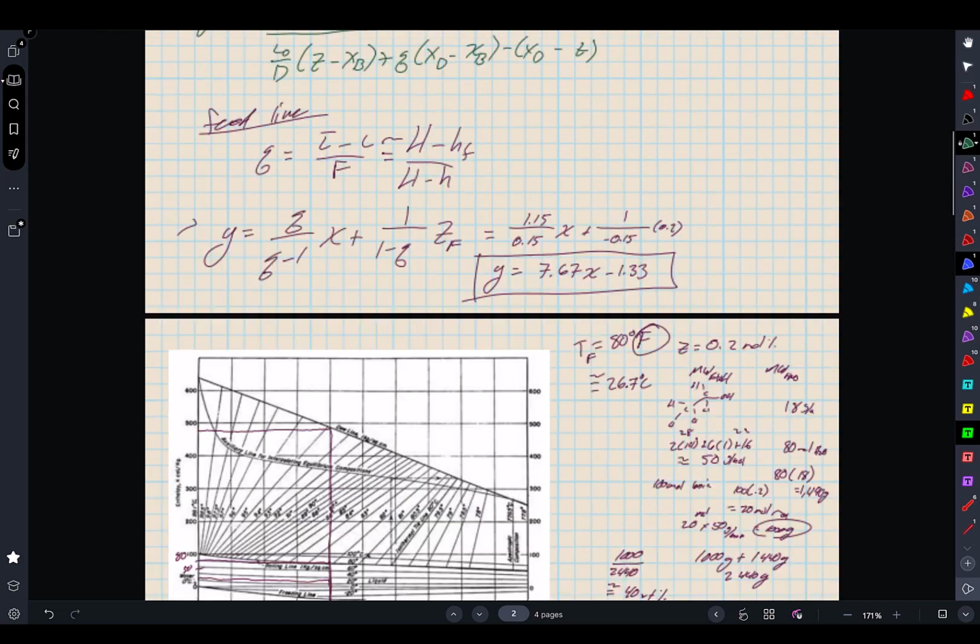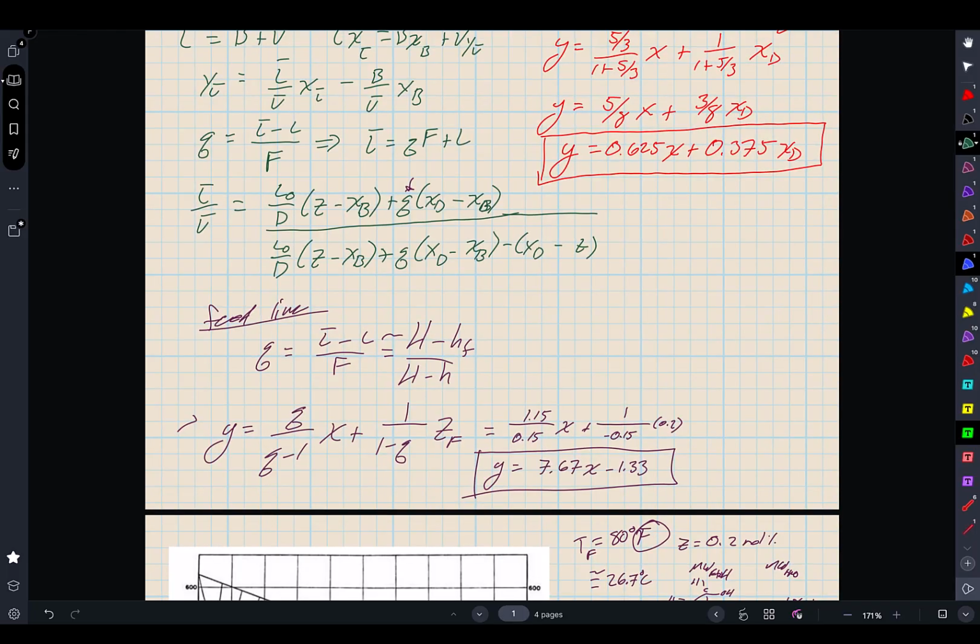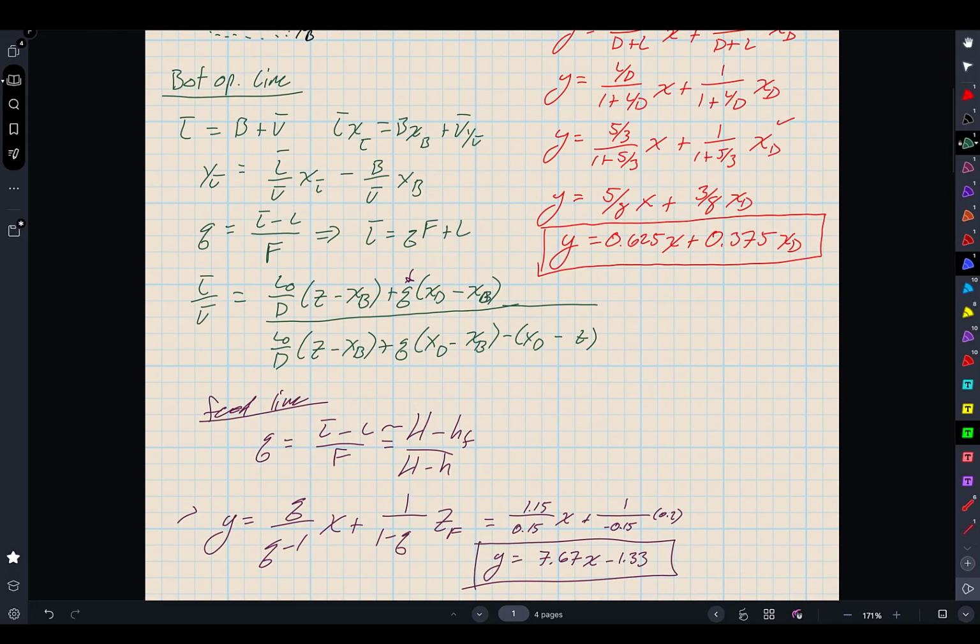So you can go in and solve, since you have your Q value that we solved for, you can plug in for this equation. You have your L naught over D, which is your reflux ratio that's given. You have your Z, XB. You can plug in and figure out your L bar over V and solve from there.